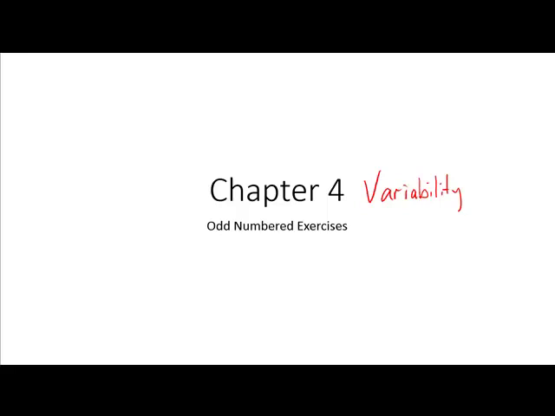Hi everyone. For today's video, I want to walk through the exercises in our textbook from chapter 4. Again, I'll be doing the odd numbered exercises, and we'll just walk through them. What we've been covering this week are measures of variability. That is, how in our data does it differ from each other?